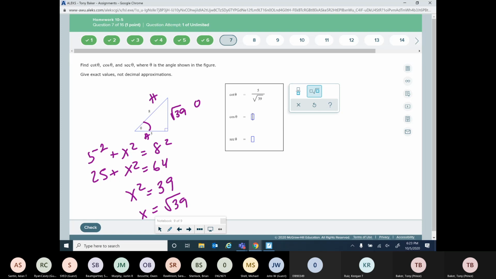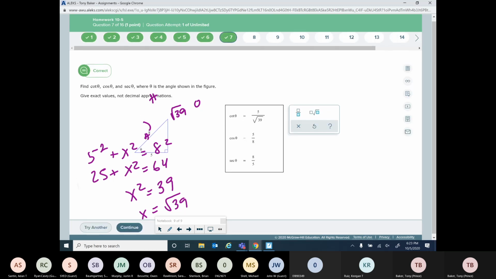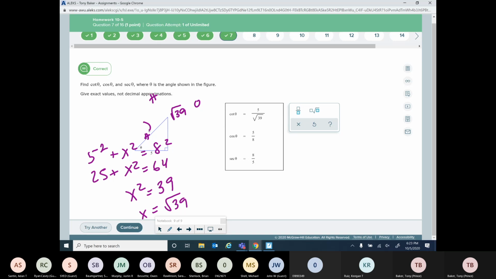I believe you don't have to rationalize them, but we're going to find out in a second. Cosine is adjacent over hypotenuse, so it's 5 over 8. Secant is the reciprocal of cosine, so it's 8 over 5. And you don't have to rationalize it, so just leave it as is.